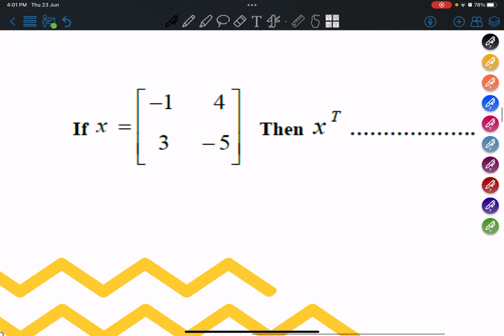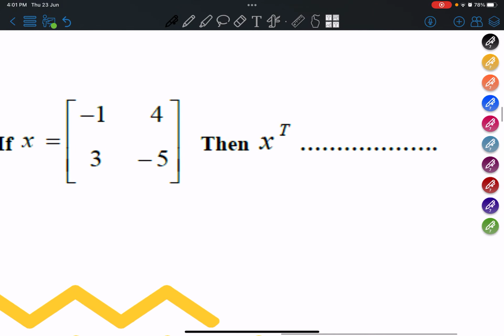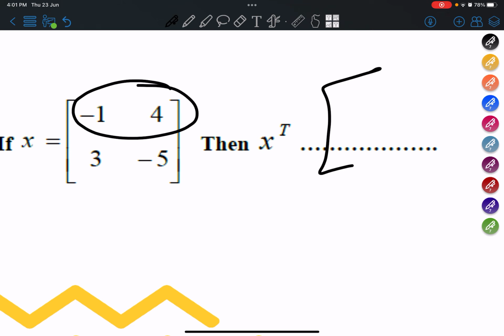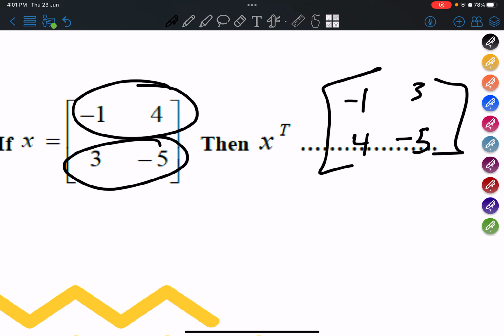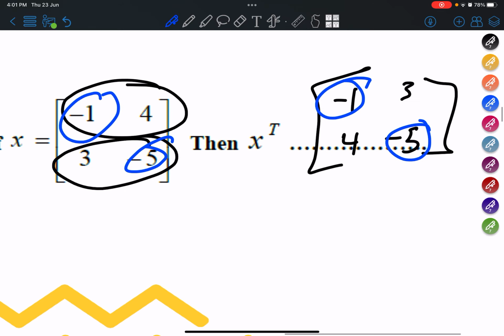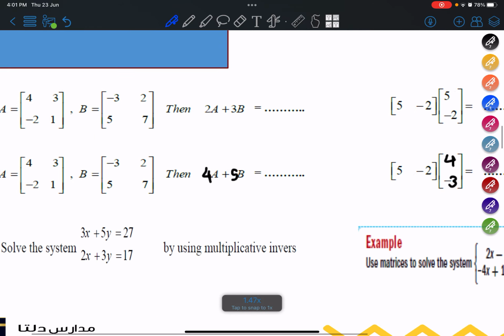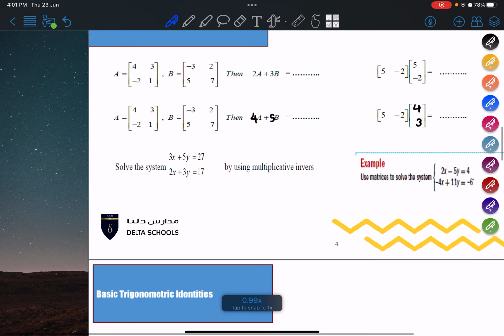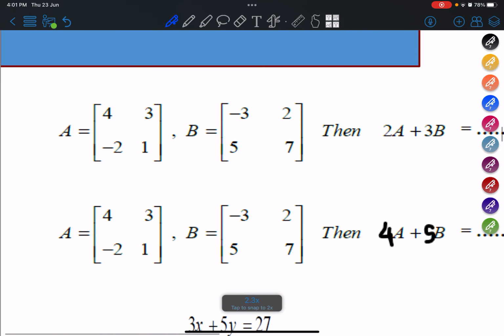So same thing, but this time we'll do it a bit quicker. So we'll take negative 1 and 4 will be down. Again here 3 and negative 5. We see here negative 1, negative 1, negative 5, negative 5. They're equal to each other, which means that we have the right answer. We can go to the fourth page.